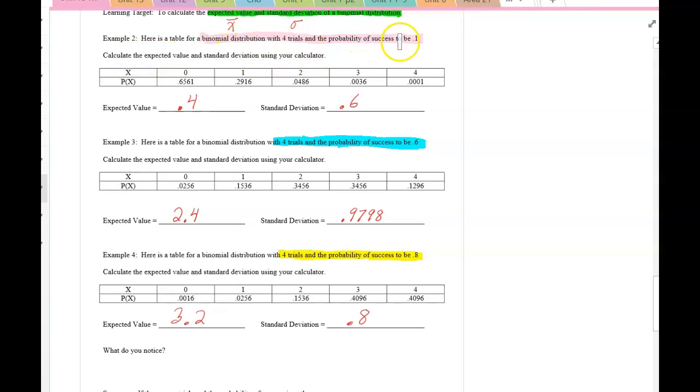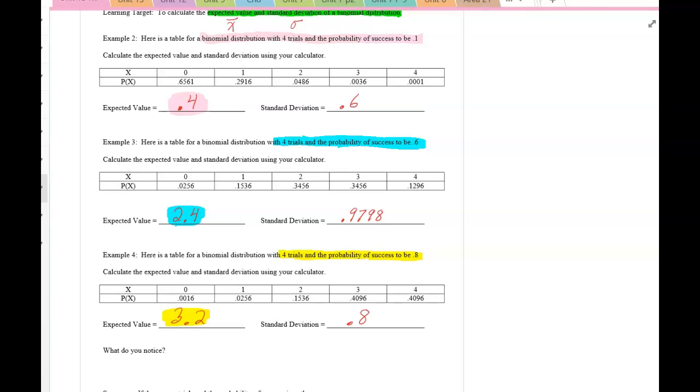I highlighted in pink the problem. Notice this answer is 0.4 for the expected value. For example 3, 4 trials, probability of success is 0.6. Notice this is 2.4. And in part number 4, 4 trials, probability of success 0.8, and we see that this expected value is 3.2. So what is the pattern between the problem and the expected value?